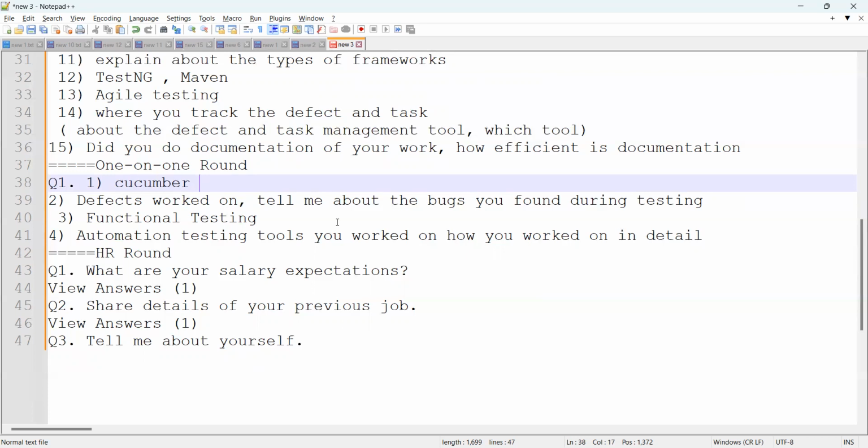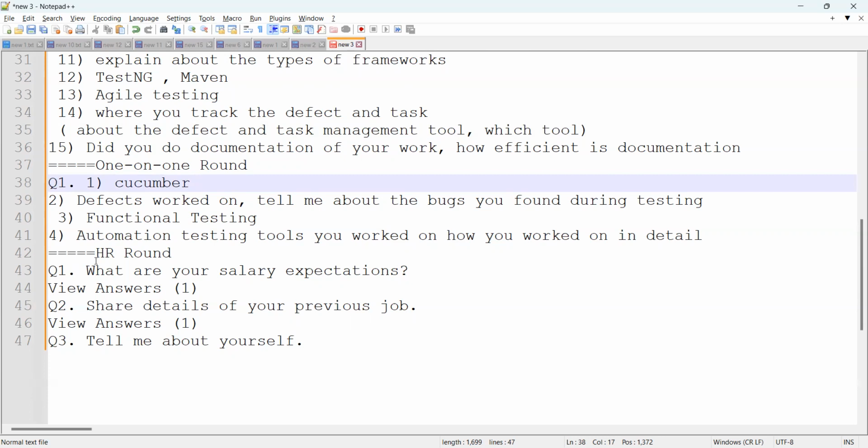Once you are done with the second round and you got a green signal from the HR, then the next round will be the HR round. The interview questions that HR might ask you are regarding feedback. HR can ask you how was your interview, first round, second round, what you are feeling, have you given the correct answers, and all those things.